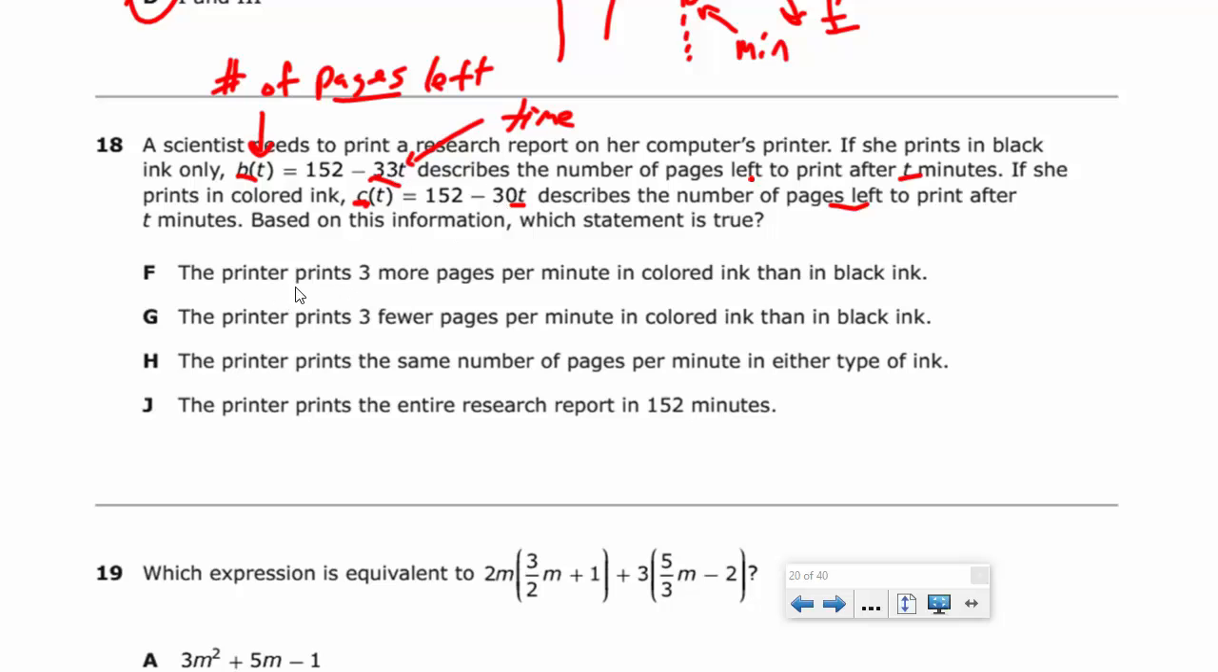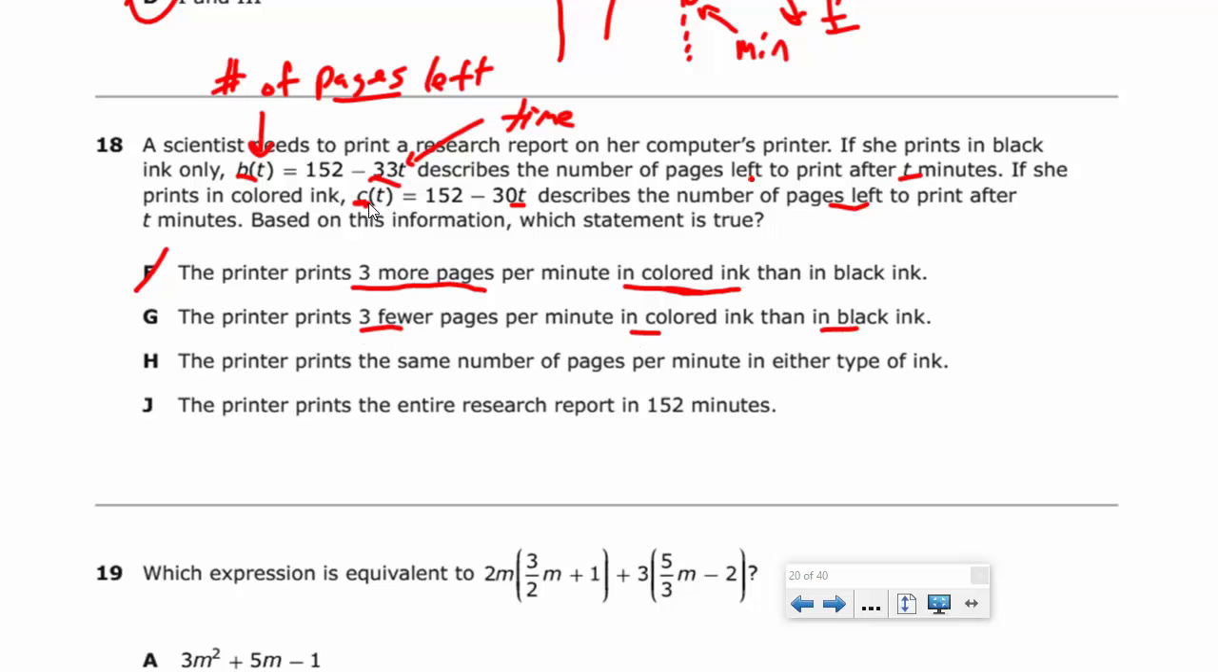This answer says the printer prints 3 more pages in colored ink than black ink. That's not true. Colored ink prints 3 pages less than black ink, not more, okay? So colored ink isn't faster, so you have to be careful with how you're reading that. This is not true. The printer prints 3 fewer pages in colored ink than black ink.